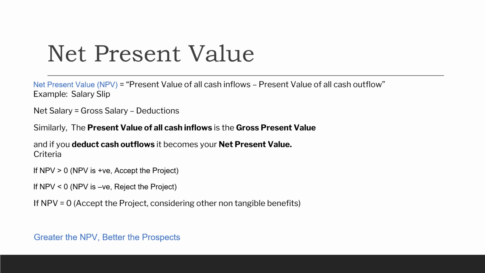If NPV is positive, that is greater than 0, we can accept the project. If it is less than 0, we can reject the project. In some cases it may be accepted or rejected based on non-tangible benefits. Otherwise the value becomes 0. So the greater the value of NPV, the better.